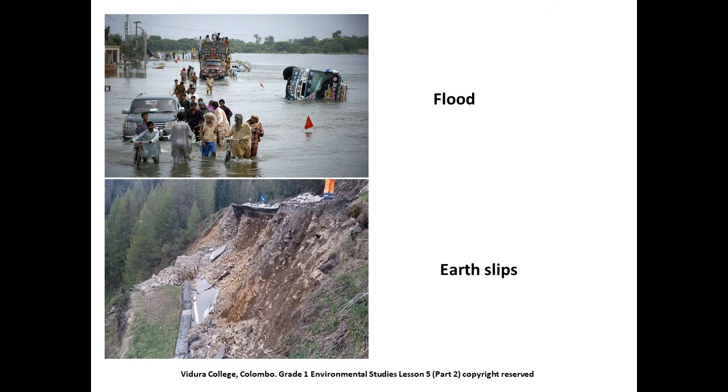Flooding is an overflowing of water onto land that is normally dry. Floods can happen during heavy rain. Next, you can see the picture of a landslip. This is also known as a landslide. A landslide is defined as movement of a mass of rock or earth down a slope. This also can happen during heavy rain.